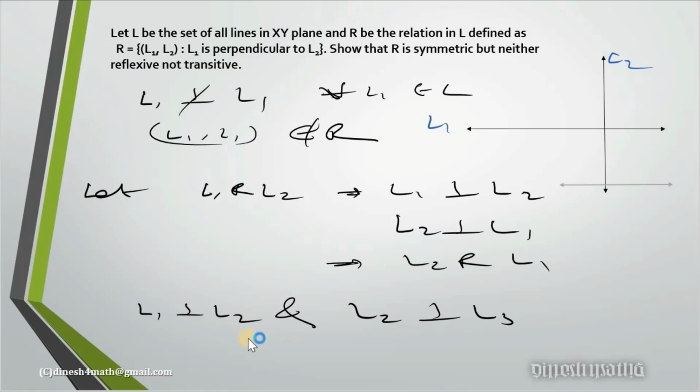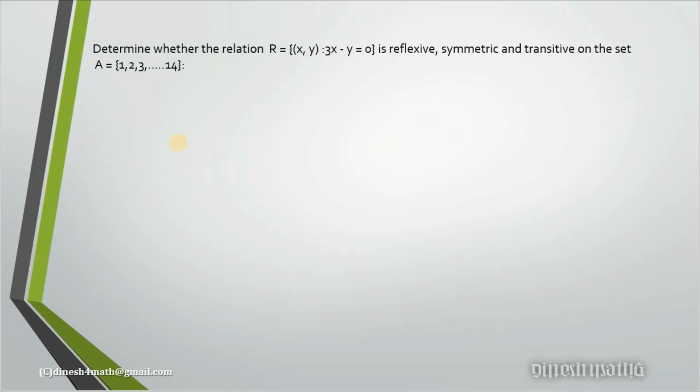So again I repeat, whenever you want to prove something true, prove it generally. And for other cases you can just give an example. So we'll consider another example. Determine whether the relation R = {(x, y) : 3x - y = 0} is reflexive, symmetric and transitive on the set A = {1, 2, 3, ..., 14}. So this is another kind of question.